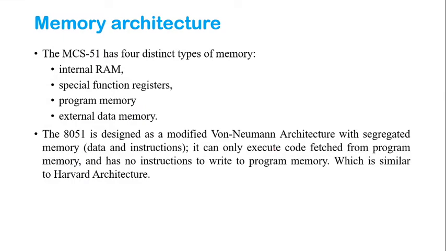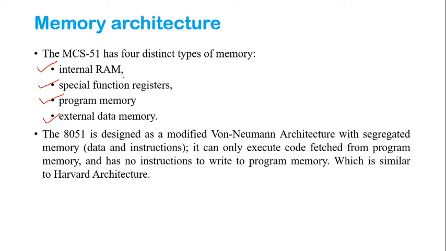Now next we are going to see the memory architecture. So what is the memory architecture? The MCS51 has 4 distinct types of memory, that is internal RAM, then special function register, then program memory and external data memory. So these 4 are the different types of memory available for our MCS51 family.